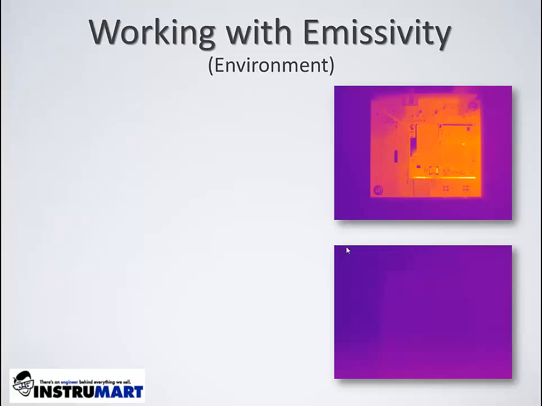The bottom right thermal image was taken of the printed circuit board in a controlled environment, meaning I reduced or I eliminated the reflected radiation sources. This image, the bottom right image, is a truer representation of reality. There is no color variation, which means there is no apparent temperature variation. So how did I do that? How did I remove the reflected radiation sources by controlling the environment?